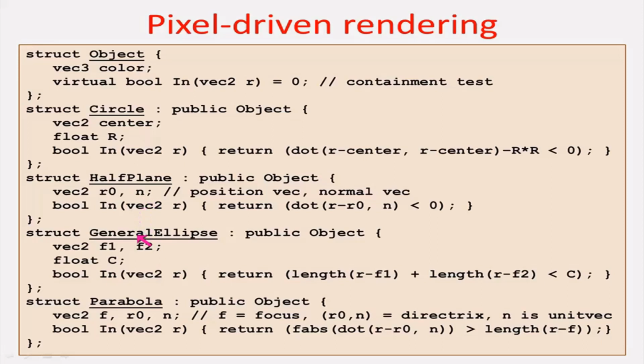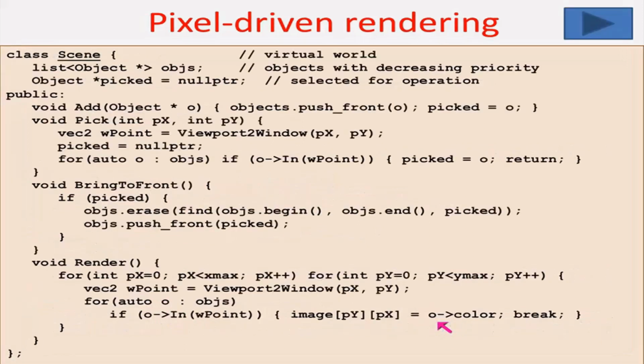General ellipse is based on the geometric definition of the ellipse. This is the set of those points for which the sum of distances from the two focal points is less than a constant c. Parabola is also the direct implementation of the geometric definition. We are talking of a set of points for which the distance from the line called the directrix is greater than the distance from its focal point. The scene is a heterogeneous collection of objects.